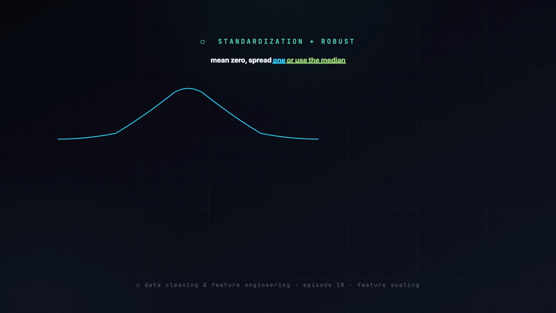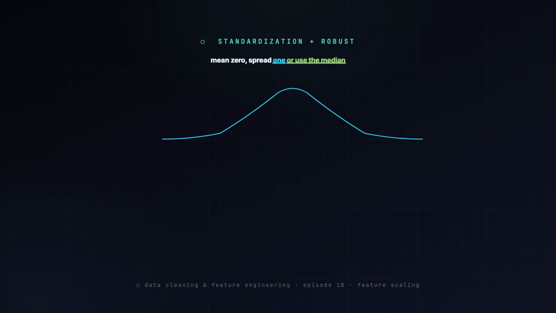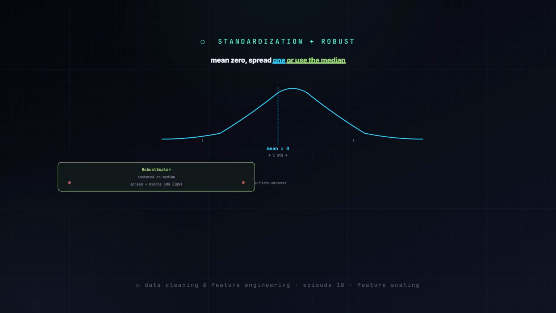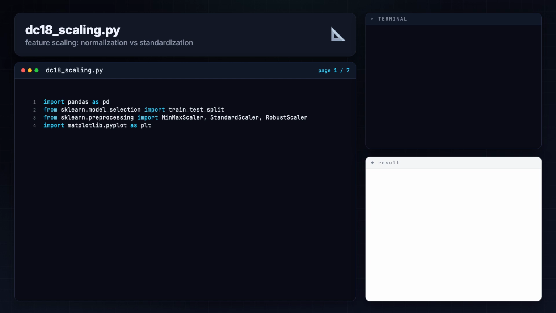Standardization, the standard scaler, does it differently. It subtracts the mean and divides by the standard deviation, so each column ends centered on 0 with a spread of 1. Outliers heavy? Robust scaler uses the median and the middle 50% instead, so a few extreme bills don't drag the whole ruler. Let's scale the three numeric columns three ways and watch what each one does to the spread.